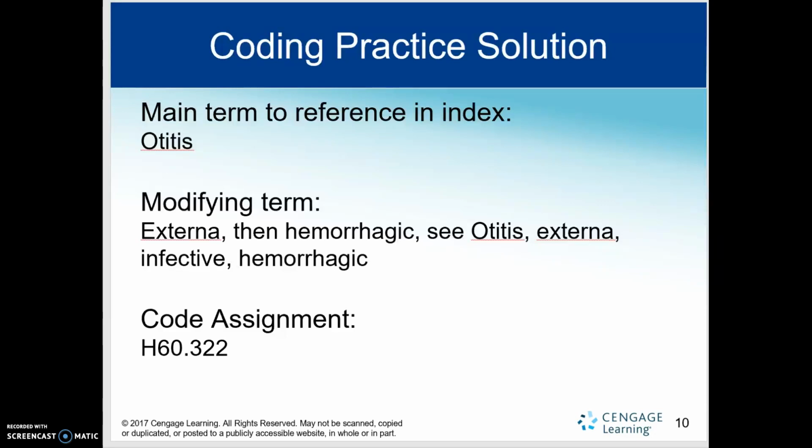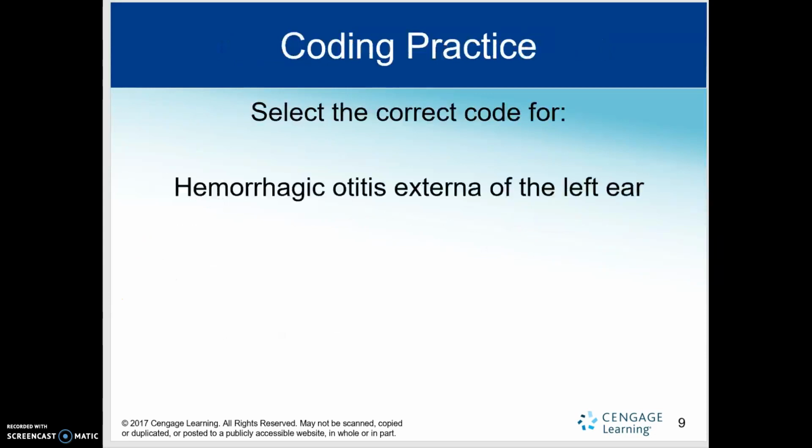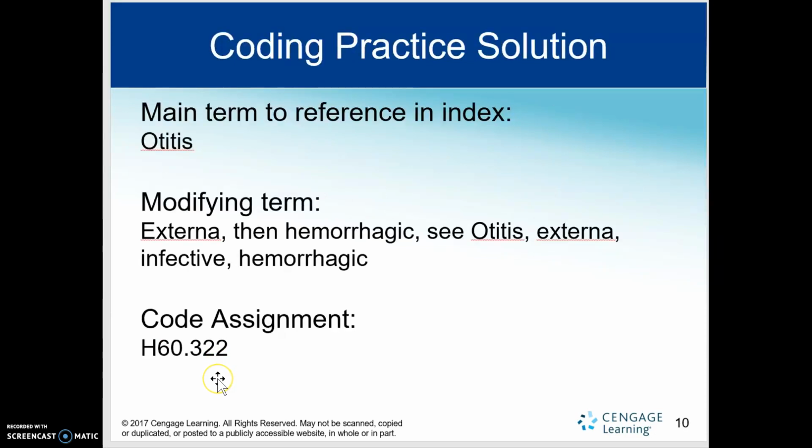0.5, 0.1, 0.3. There we go. Hemorrhagic otitis externa, H60.32, and we have to have a 6th digit. So is it of the right ear or the left ear? In our case, it was, let's go back and see what it said, left ear. So our full code here would be H60.322. So to code this one, it would be H60.322. I got to quit saying O for you guys.